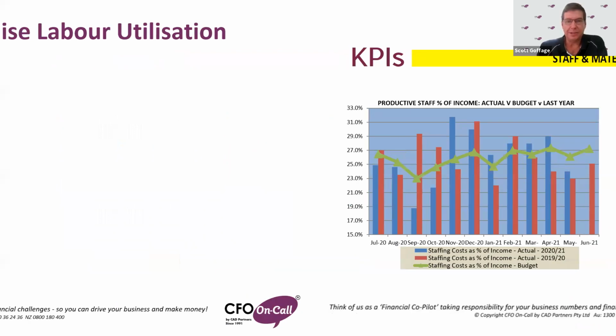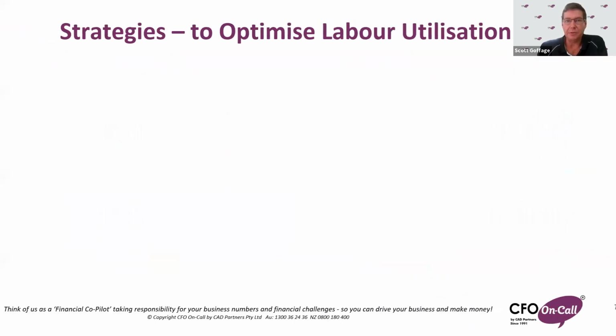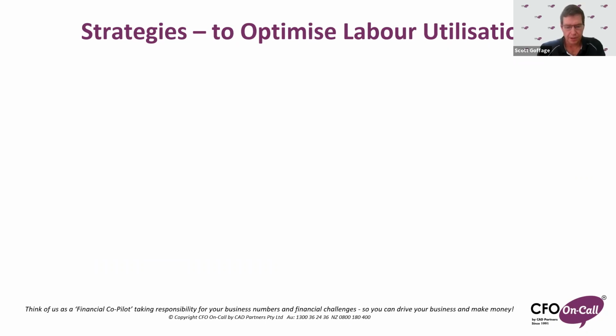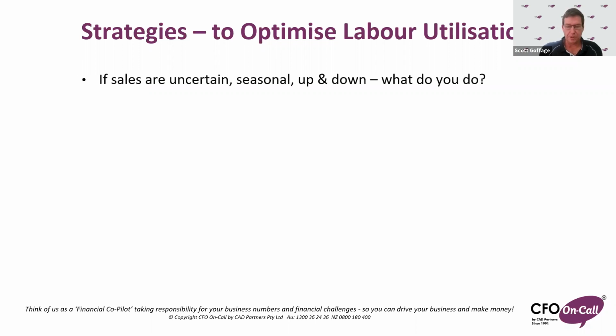So yeah, they're just an example of a few, and there's a number of other reports which I use as well. And the next thing is looking at strategies to optimize our labour utilisation. I know a number of clients I've worked with, the owner says, well, the sales sort of fluctuate. I don't know what they're going to be. They're seasonal, they're up and down. So how can I optimize my utilisation? How do I know how many staff to have?